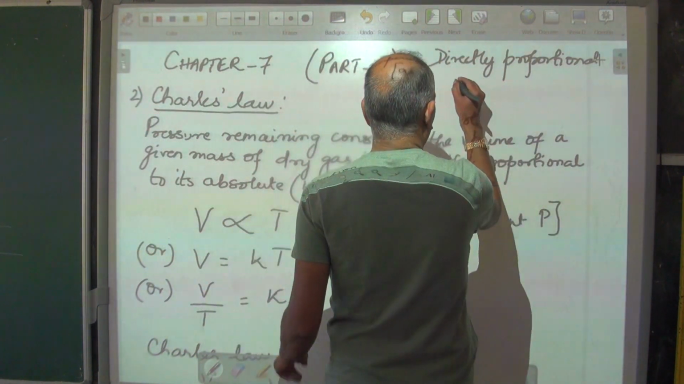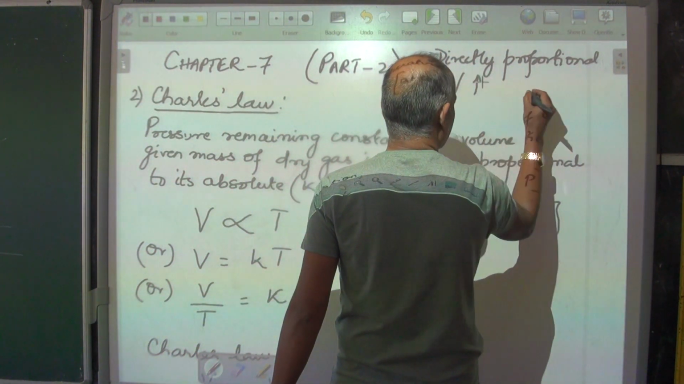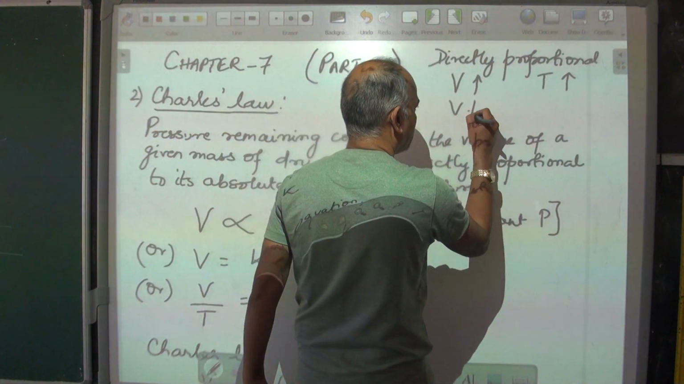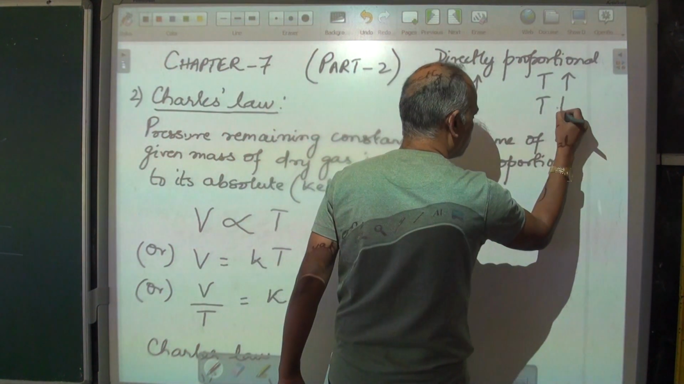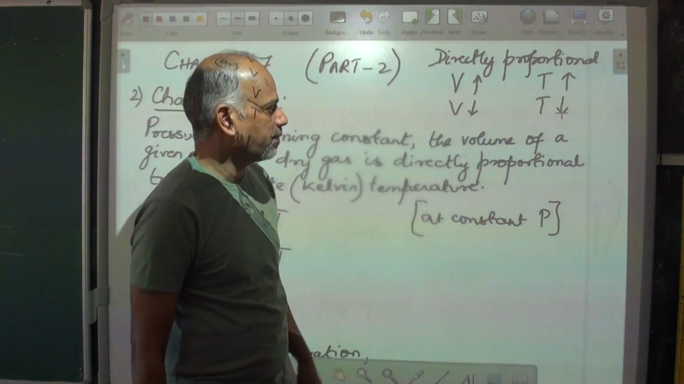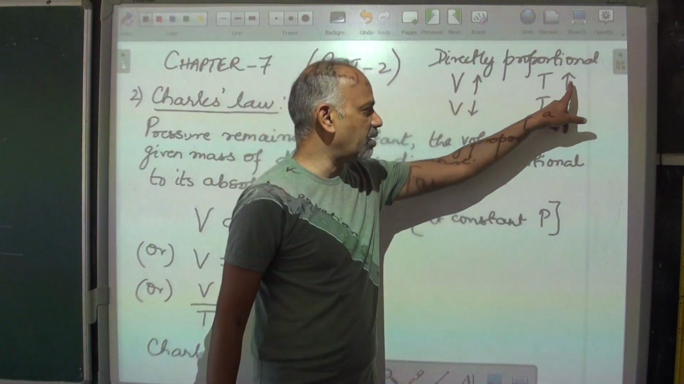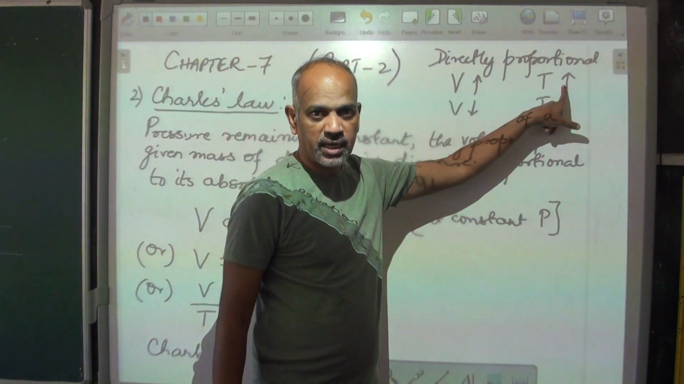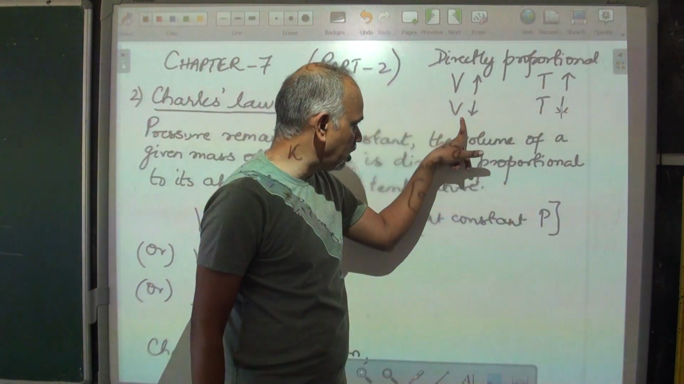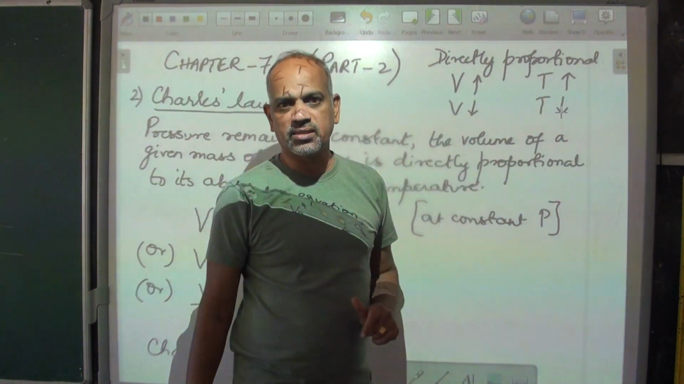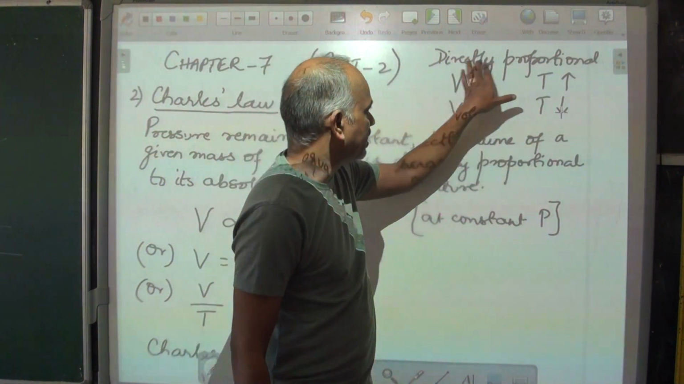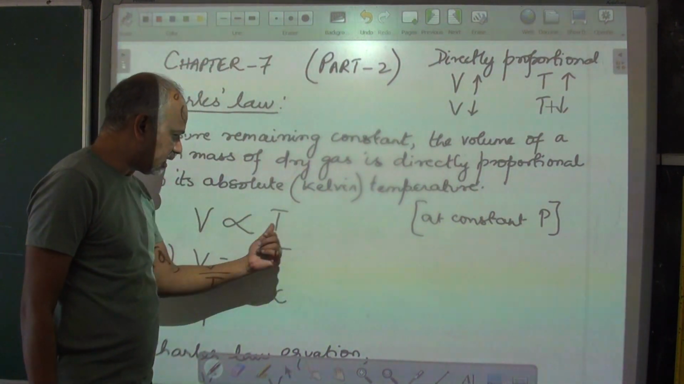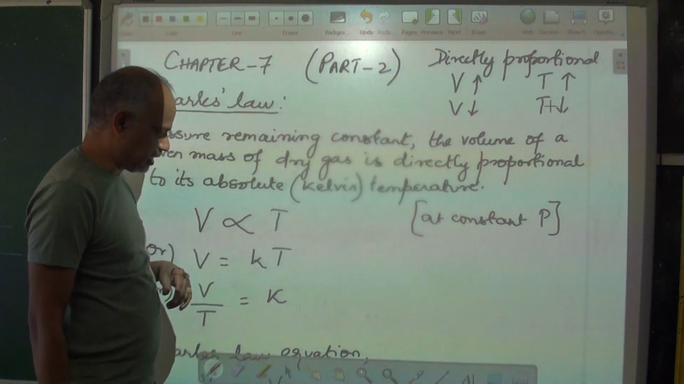Means, if volume increases, temperature increases. If volume decreases, temperature also decreases. Whatever is the change here, the same change happens here. That is, if you increase the volume, temperature increases. If you decrease the volume, temperature also decreases. So that is why it is directly proportional. So volume and temperature are directly proportional here.